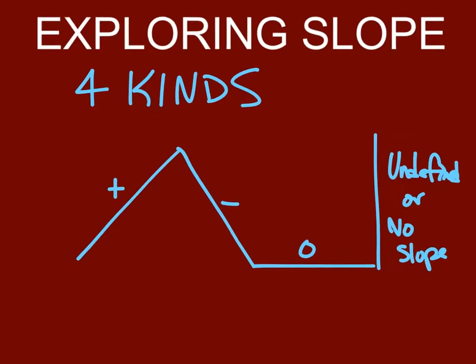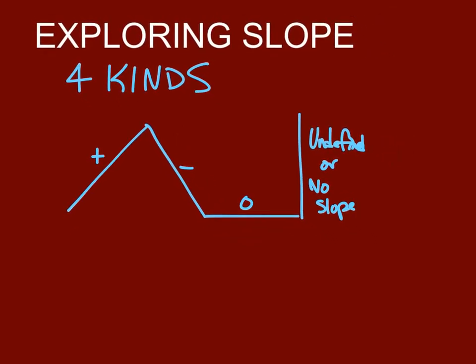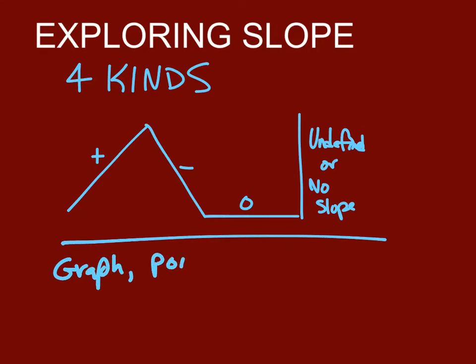Now we can calculate the slope the same way we did in the last section. Okay, we can use a graph, we can use points, and we can use a table. However, once you get to the part where you're actually evaluating the slope, it might be positive, it might be negative, it might be zero, or it might even be undefined. Okay, so let's look at a couple of examples of what I'm talking about.